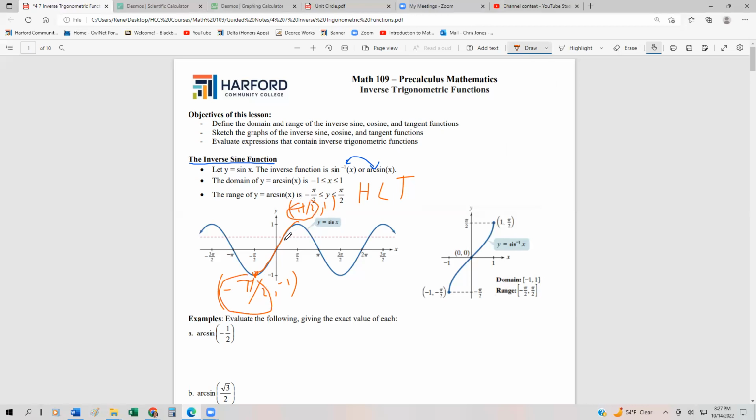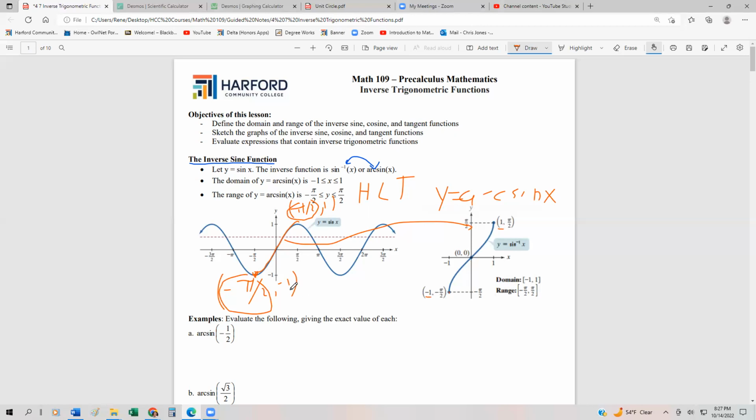And so what I've sketched right here is what the arc sine function looks like. So this is y equals arc sine of x. I was trying to write arc sine and the computer doesn't want me to write on it apparently. So this is the arc sine of x function. The domain for the arc sine function is going to be from -1 to 1.